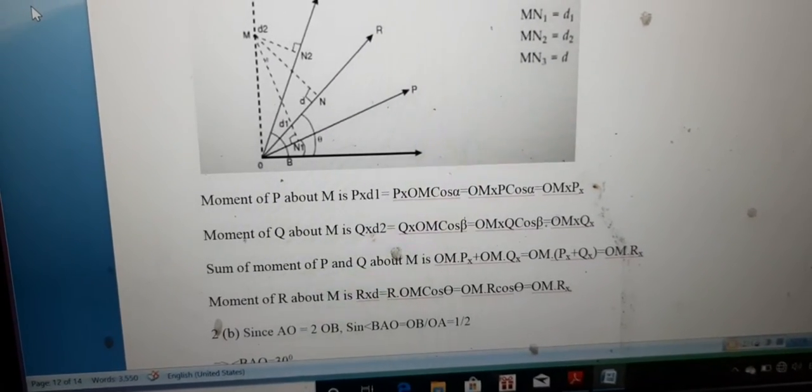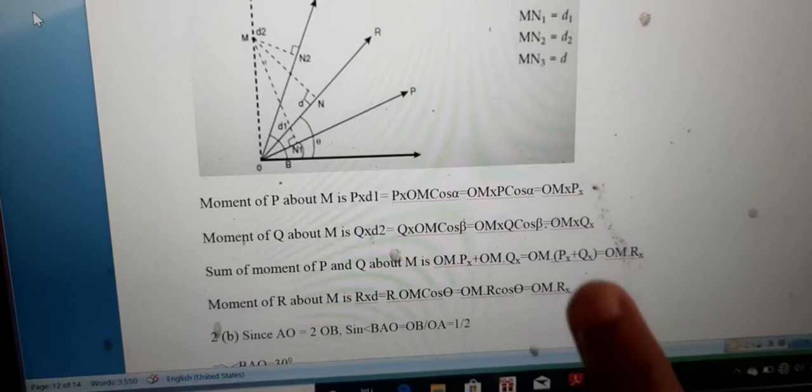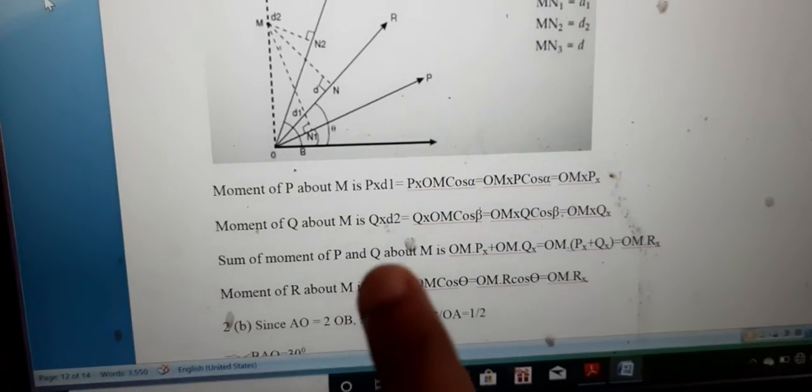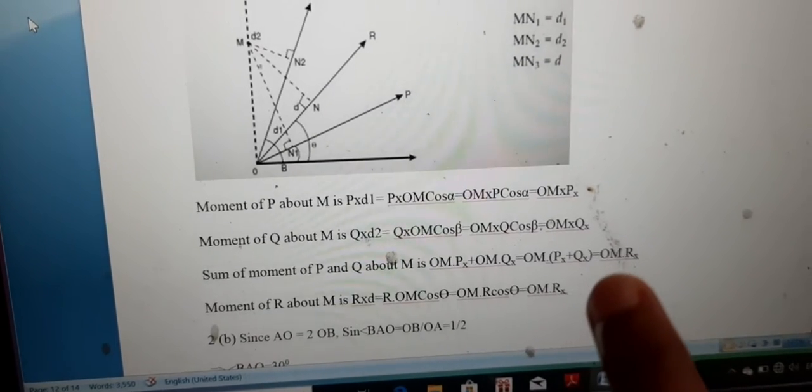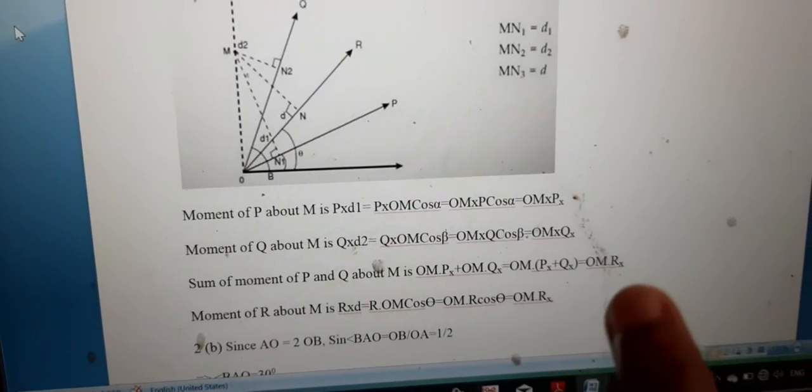So what is the value of d? That is equal to OM cos theta. So what is the moment of the resultant force about point M? That is R into OM cos theta, and if we rearrange it, OM into R cos theta, that is OM into Rx. So here also the summation of the moments of forces P and Q about M is OM into Px plus OM into Qx, that is OM into (Px plus Qx), which equals OM into Rx.